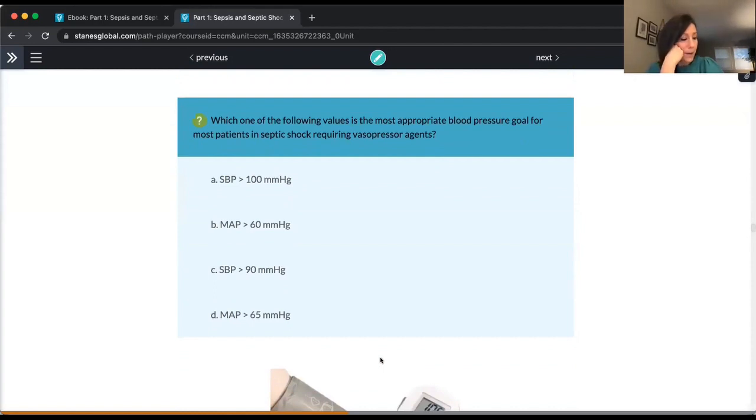Okay, how about Karima? Do you mind reading this one, please? All right. Which one of the following values is the most appropriate blood pressure goal for most patients in septic shock requiring vasopressor agents? A, systolic blood pressure of more than 100 millimeters of mercury, and B, mean arterial pressure of more than 60 millimeters of mercury.